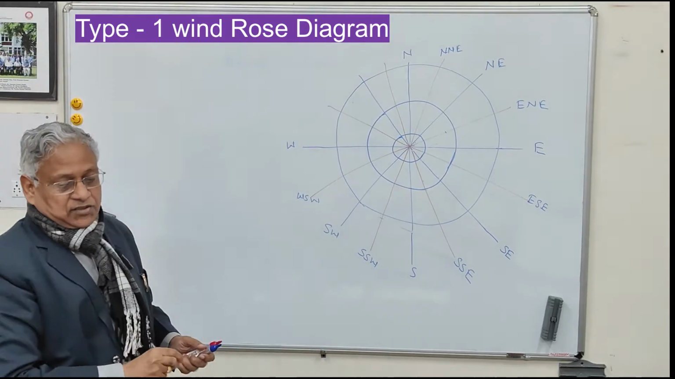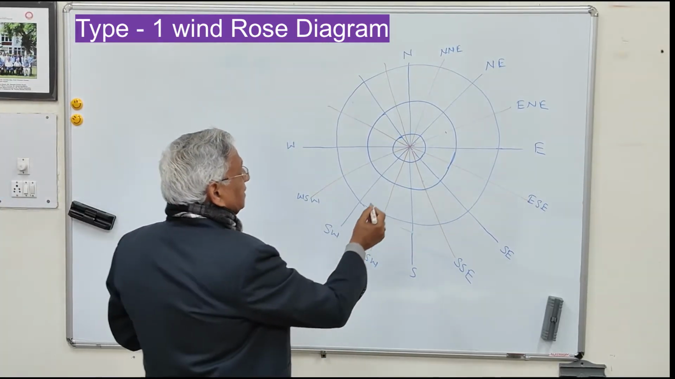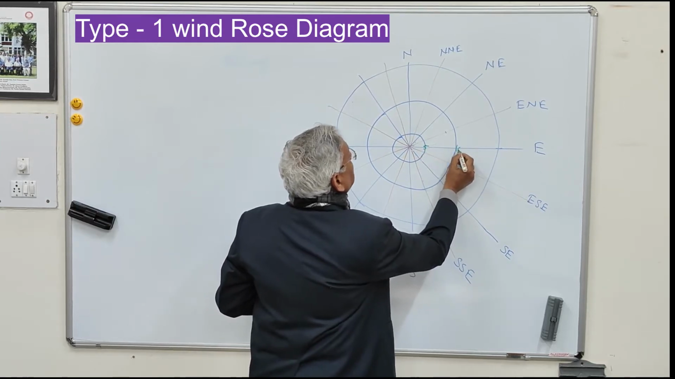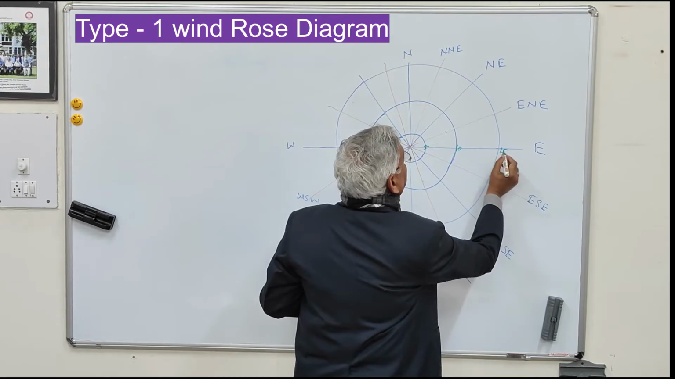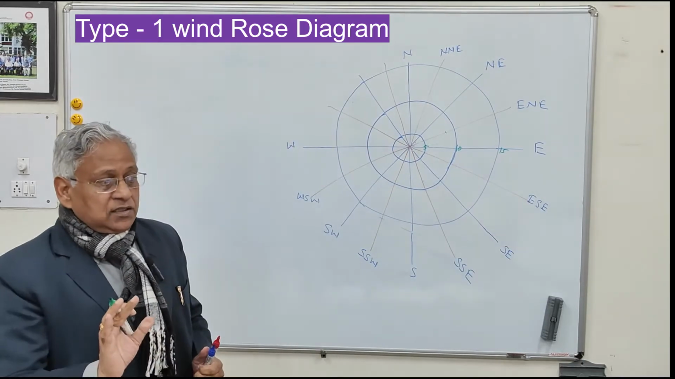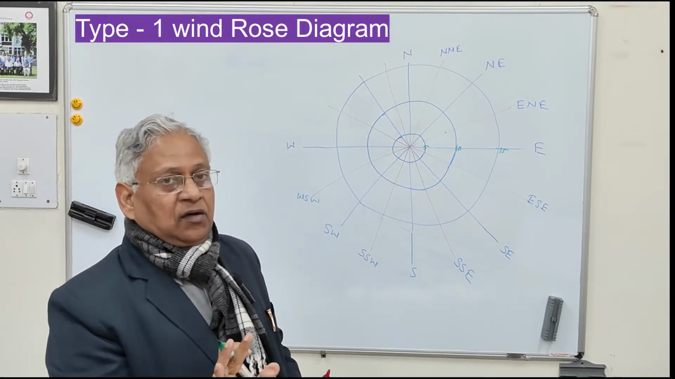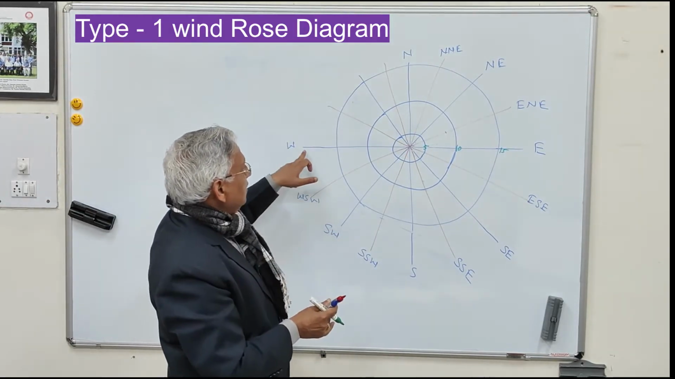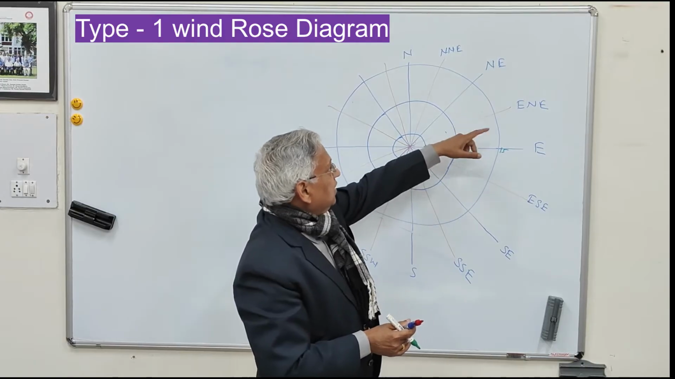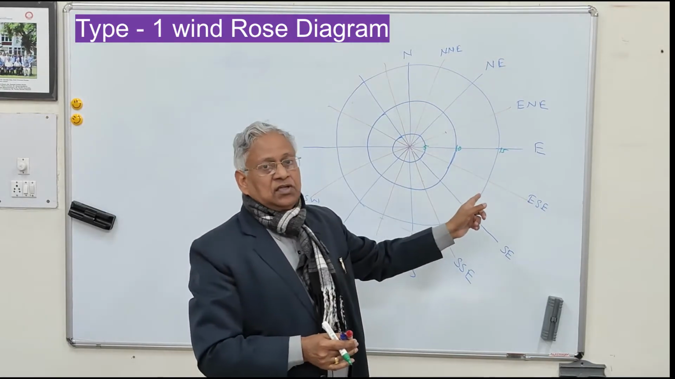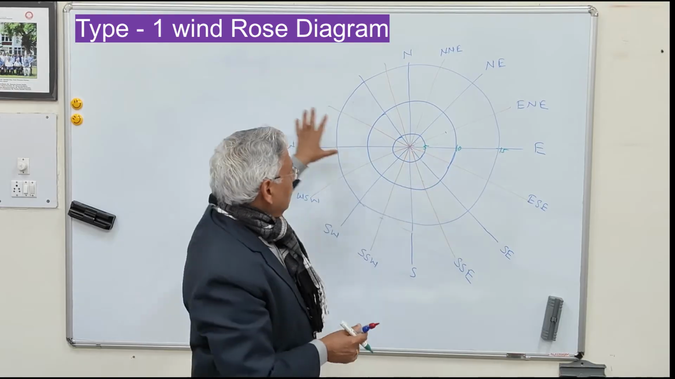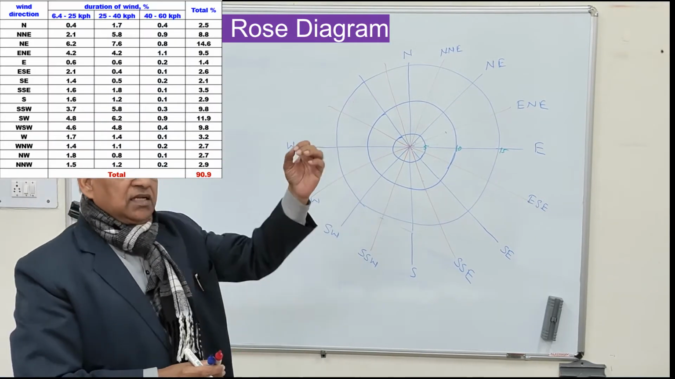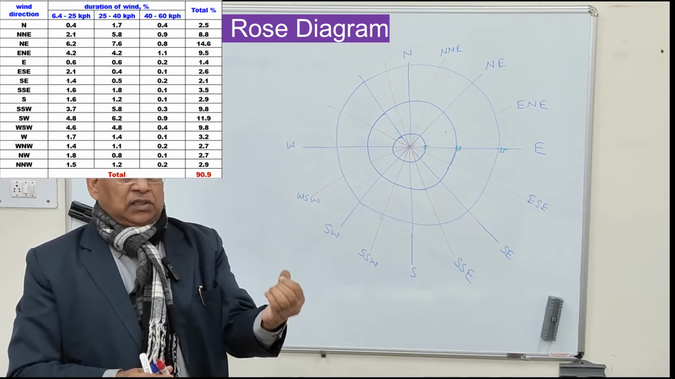You can draw these circles to some scale. Let us say this inner circle is for 5%, this is for 10%, this is for 15%. 15% duration of the wind coming from a particular direction. So the radial line here indicates direction, and the circle represents the duration of the wind. Now from this table we plot all the data which are given in the last column, that is total duration.